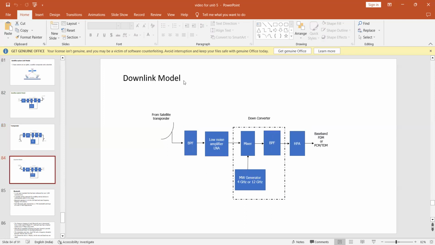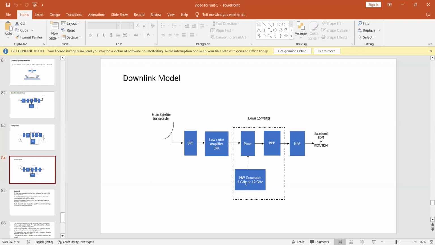In the downlink model, from the satellite transponder, the signal is received by the band pass filter, and then the low noise amplifier. Here the subtraction operation is performed. Why? Because the RF signal is again converted into an intermediate frequency signal, and from the intermediate frequency signal, we need to perform demodulation and separate the actual message signal.